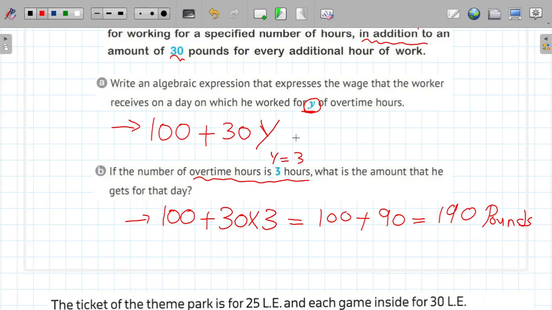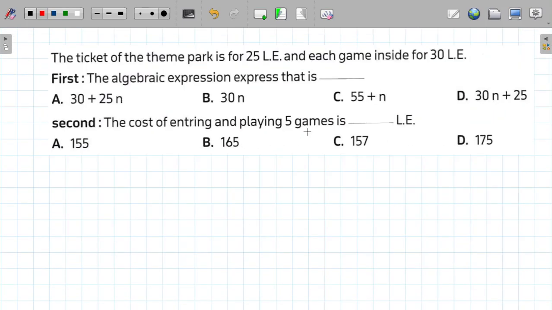Let's do another one. I have here the ticket of a theme park is for 25 pounds, and each game inside for 30 pounds. First, I want the algebraic expression that expresses that situation. Is it 30 plus 25n, 30n, 55 plus n, or 30n plus 25? Read the situation carefully before answering the question.